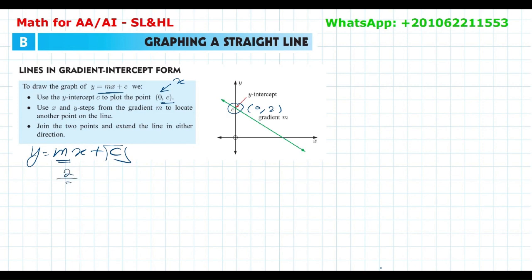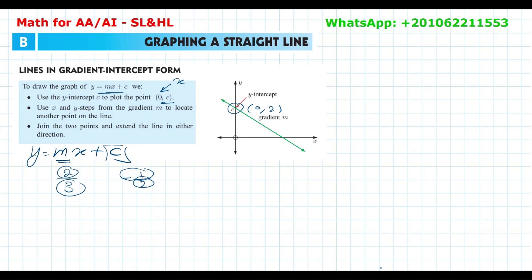And if it's 2 over 3, that means what? You're gonna move 2 steps in the positive direction for the y-axis, and you're gonna move 3 steps in the positive direction for the x-axis. What if it's negative 1 over 2? Then you're gonna move just 1 step in the negative direction for the y-axis and 2 steps in the positive direction for the x direction. After that, you're gonna join these 2 points.